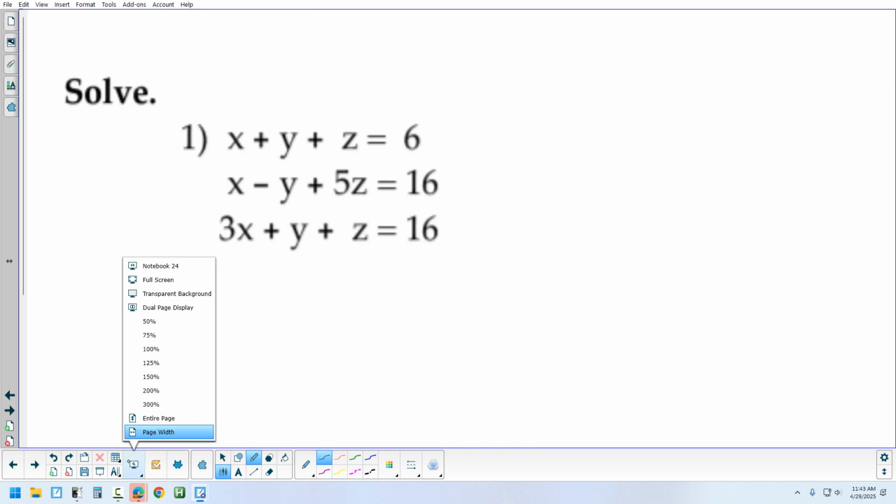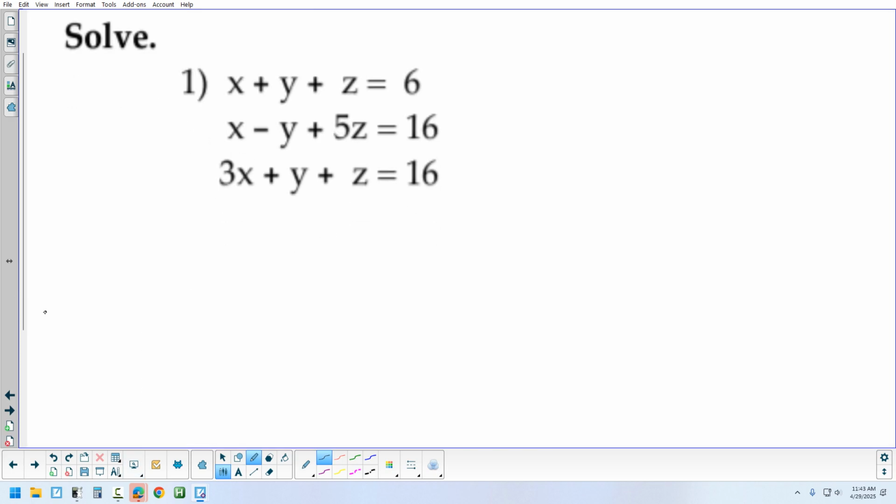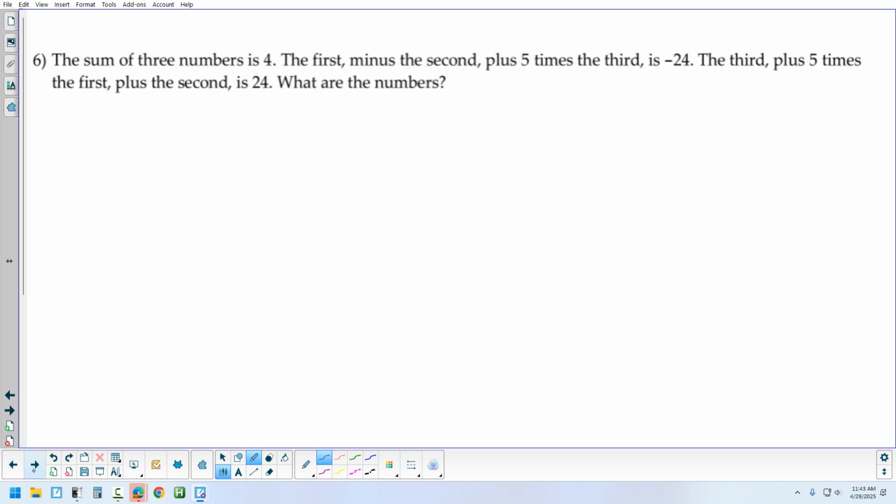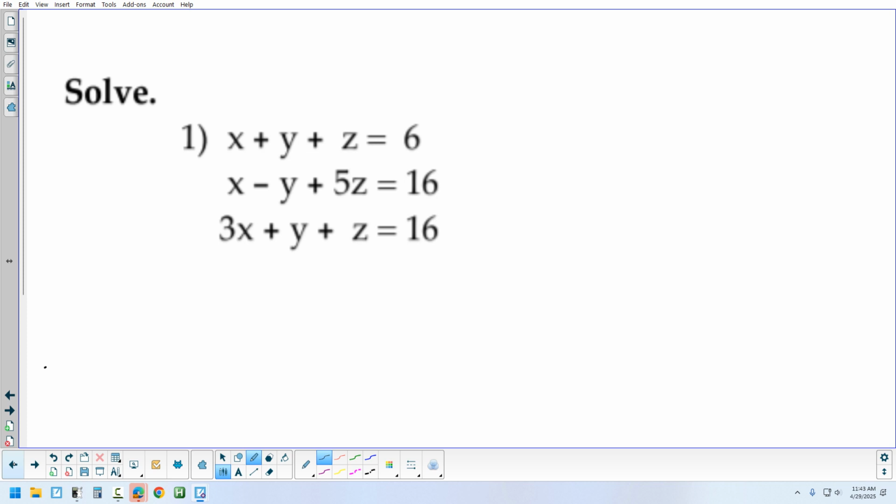So let's try this one. This one, I just want to set it up because you are going to have something similar. We're not going to solve it. And that'll be the last one. The word problem, I think, can be the trickiest because you've got to set up your own equations.